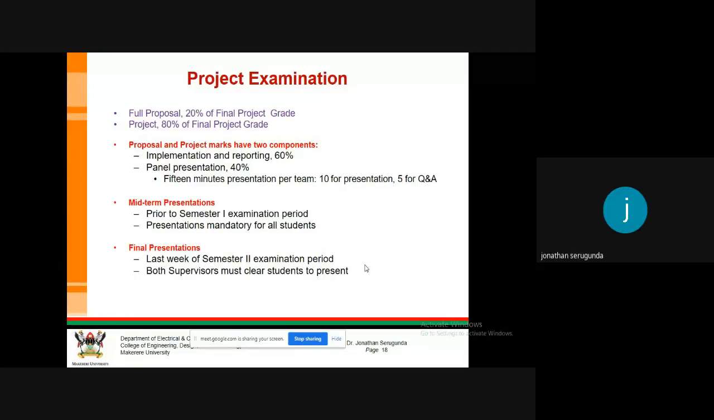We usually give 20% to the proposal and 80% to the final report or the final work. This is then subdivided into two attributes. One is 60%, which comes from the actual implementation of the report, and that is given by just your supervisors. Both your supervisors will contribute to the 60%, while the panel will contribute 40%.